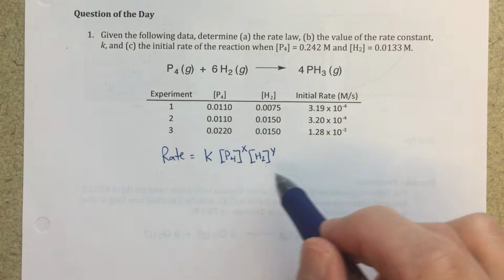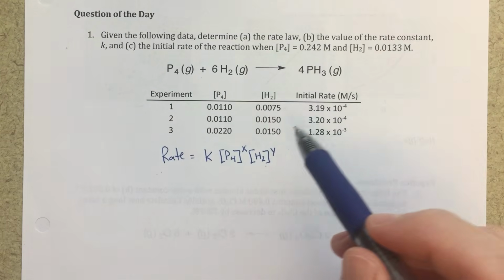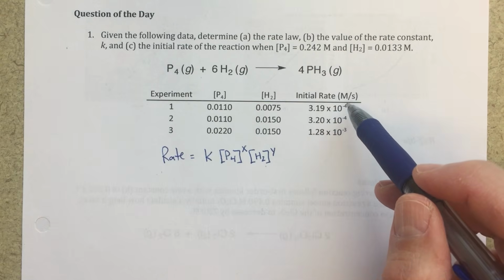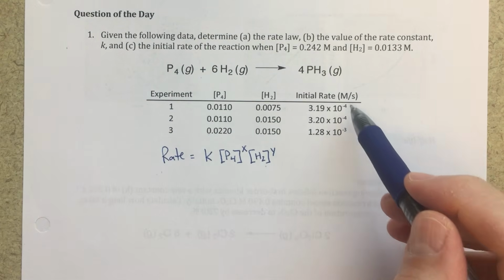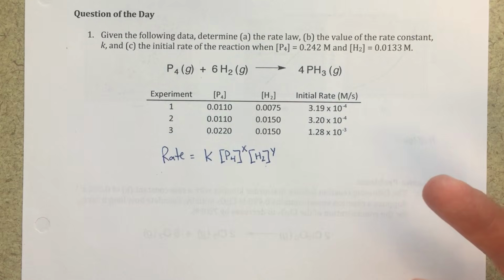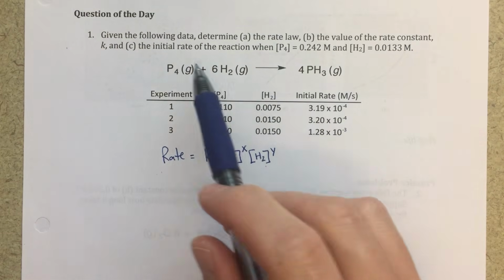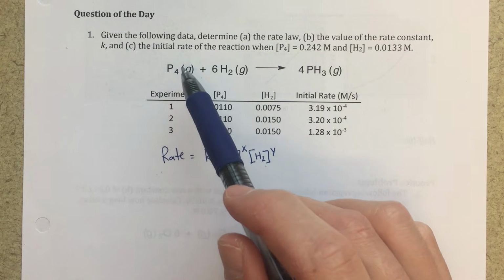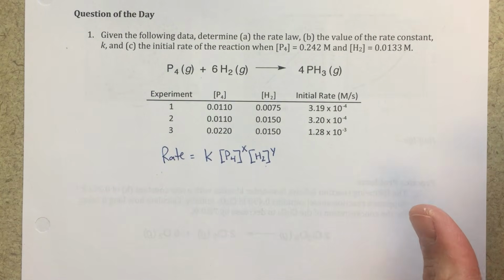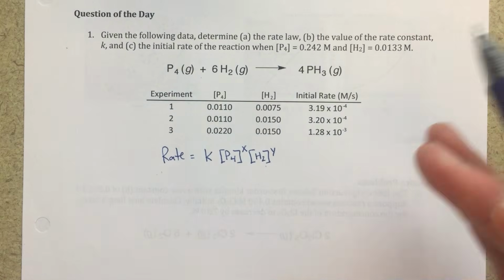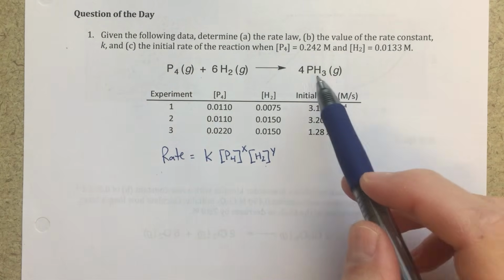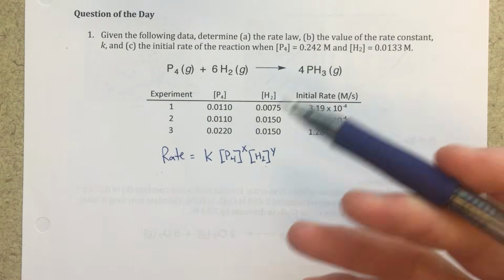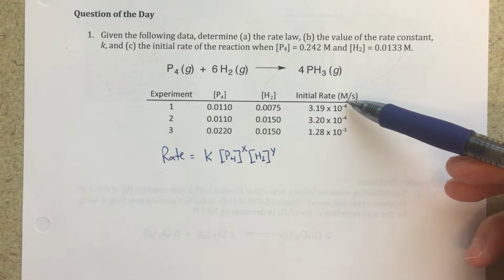Now, what the rate law is telling us is what the rate of the reaction will be. So this initial rate tells me that this concentration, molarity, is going to be changing at a certain rate. There are two ways to think about that. We can monitor the concentration of P4, and as it goes away, the rate is how much is going away per second. Likewise, we could also monitor the formation of this product.